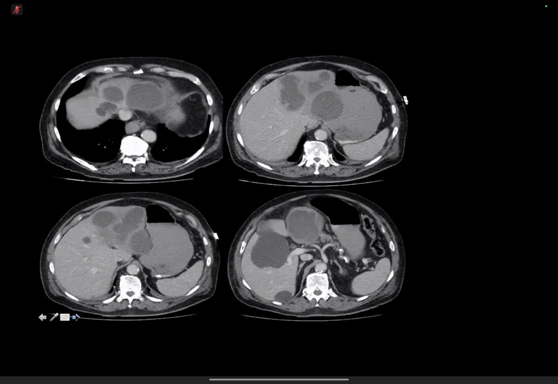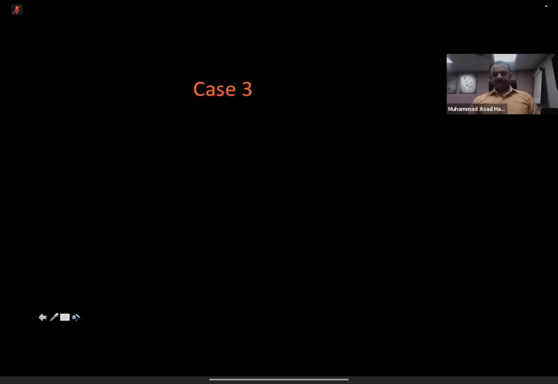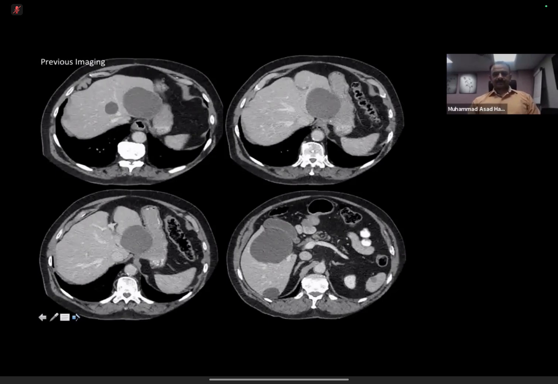Okay. You want to have a look at the previous imaging again? Yes, please. Sorry. This is the previous imaging.